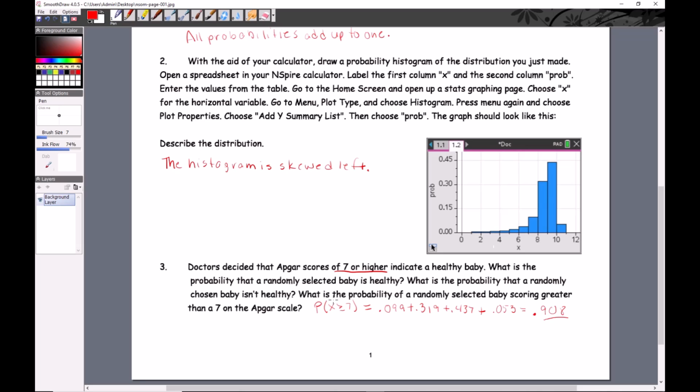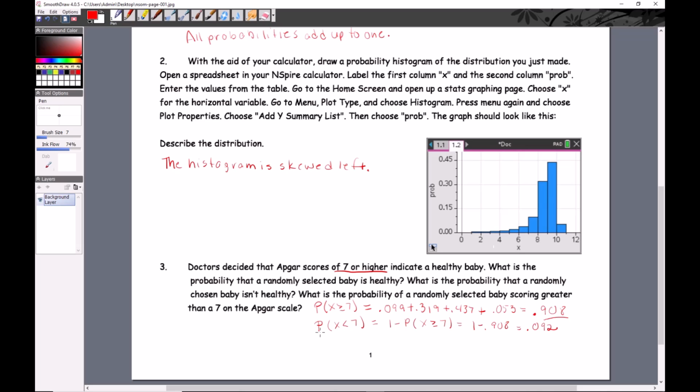So what's the probability that a randomly selected baby isn't healthy? Well, that's the complement of being healthy. So we can say this is the probability that X is less than 7, less than or equal to 6, and that's just 1 minus the probability that X is greater than or equal to 7, right? So that's 1 minus 0.908, which is 0.092. All right, so yeah, a little over 9% of the babies aren't healthy, but again, that means 90% are. That's a good thing.